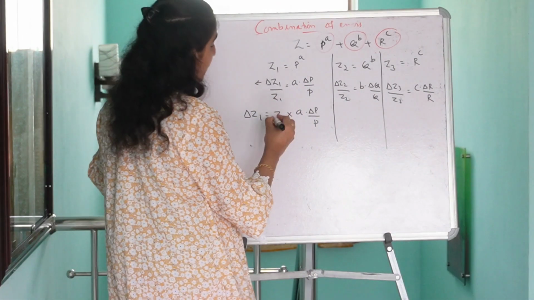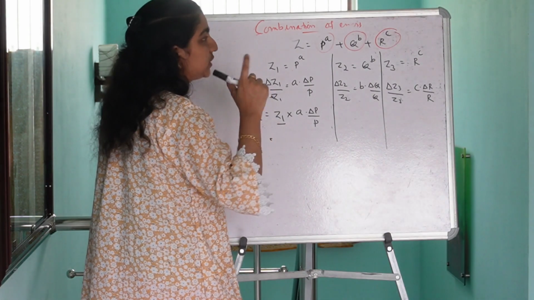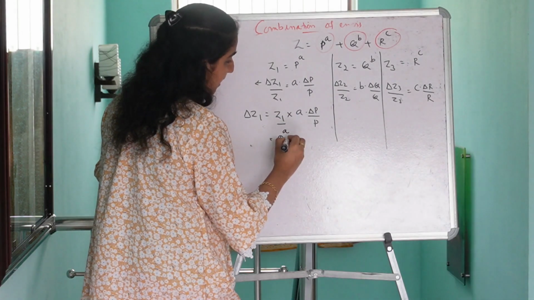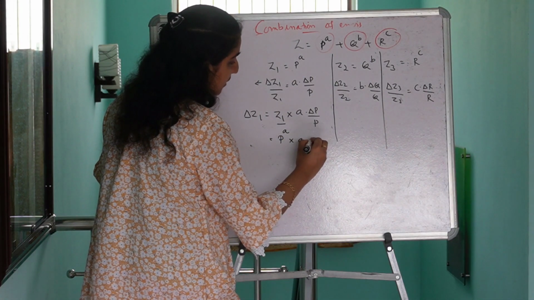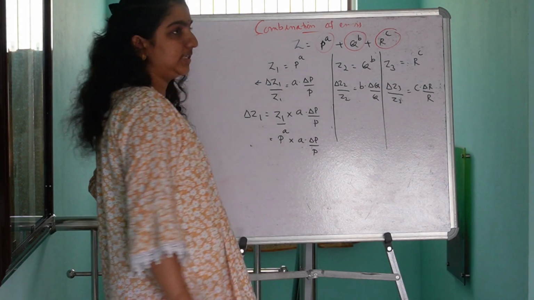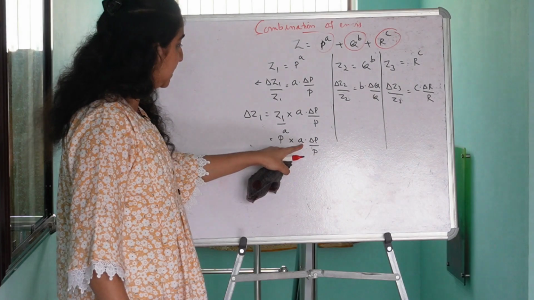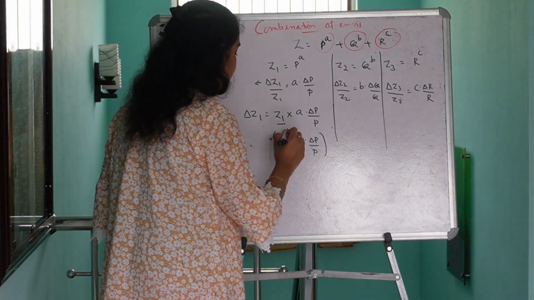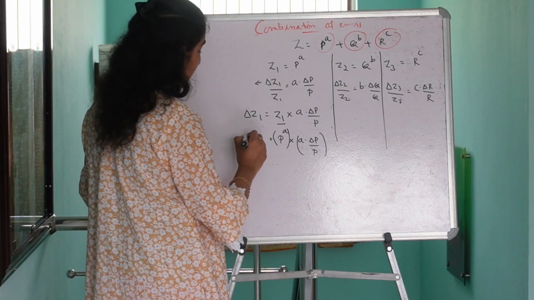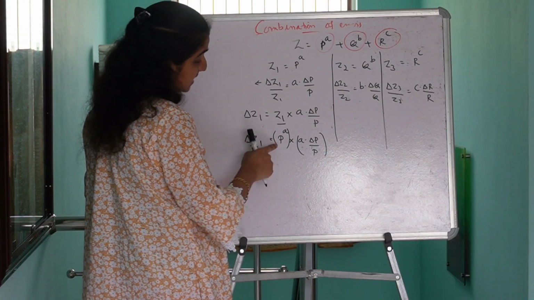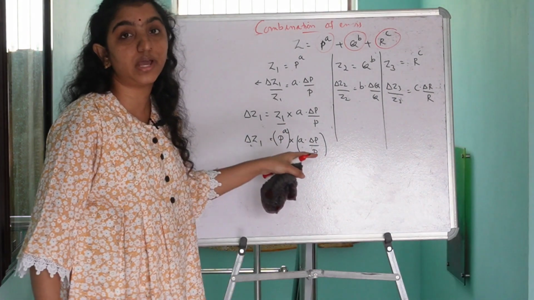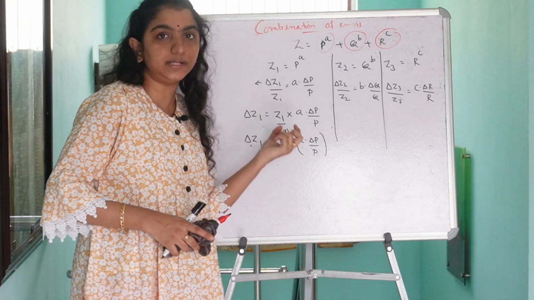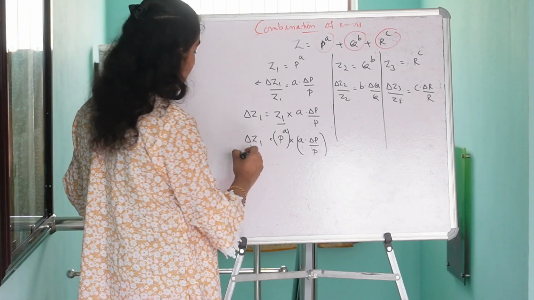Is it clear? Now, what is Z1? Z1 is the actual value of the physical quantity, and we know Z1 is equal to P power A. So, P power A into del P by P. This is the relative error in the physical quantity, and this is the actual value of the physical quantity. Thus we found the absolute error in the physical quantity P, that is del Z1 is nothing but absolute error.